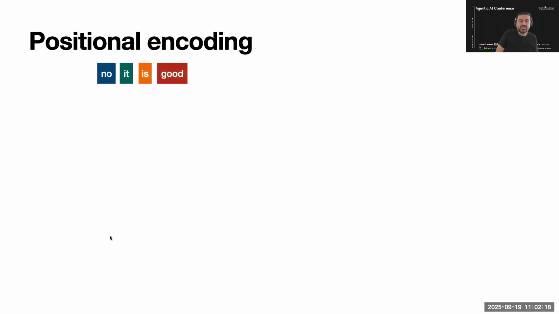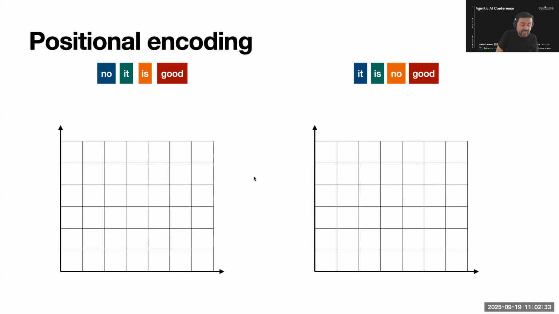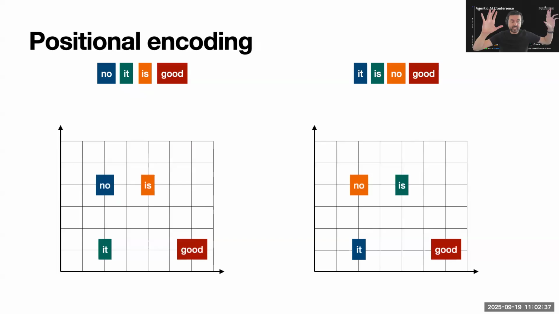Let's say I say the sentence "no, it is good," and the sentence "it is no good." Those two sentences are the same words, but they're very different sentences, which is no good. But in the embedding, the model fits them in the exact same way, right? The model has no clue these two are different. It needs to know.